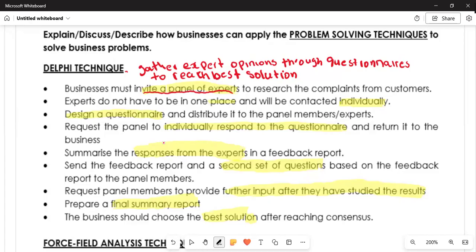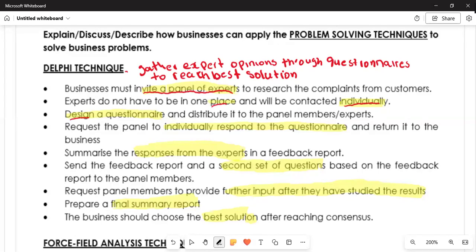So we are told that experts do not have to be in one place and will be conducted individually. They are not going to be in one place. They are going to be conducted individually, because we are trying to avoid whereby other experts try to dominate other experts to buy their opinions. Because you are looking for a quality solution, we are going to make sure that they do that in their respective places. They are not going to see one another. So that is what this point says.